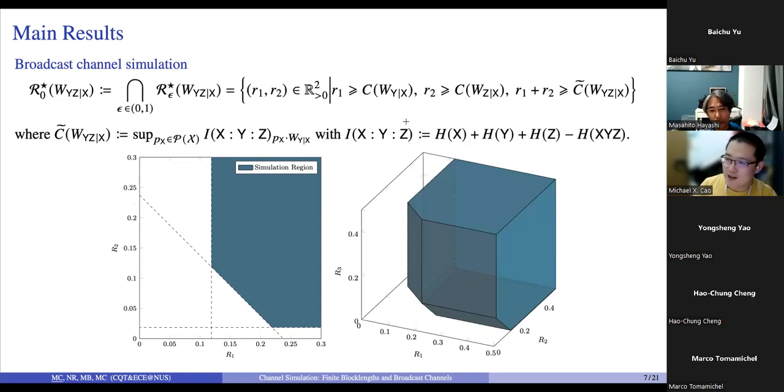This generalizes to K-partite broadcast channels, where you will have a similar bound here. Here, C tilde is the supremum over all input distributions of the common information, defined like this. So C tilde in this specific example is responsible for this diagonal cut.